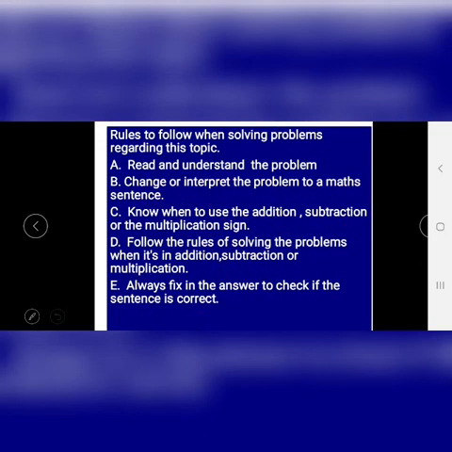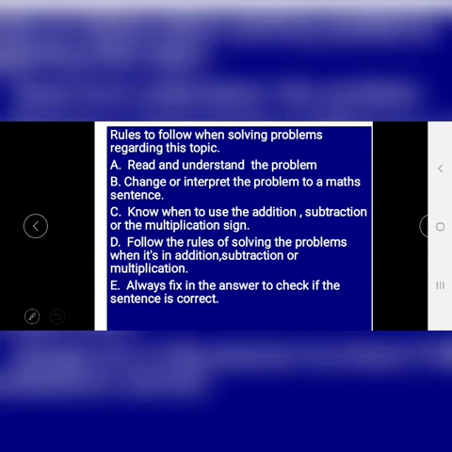All right. So, rules to follow when solving problems regarding this topic. Mind you, rules are necessary for you to solve problems correctly. So I want to implore you to please follow these rules very well.